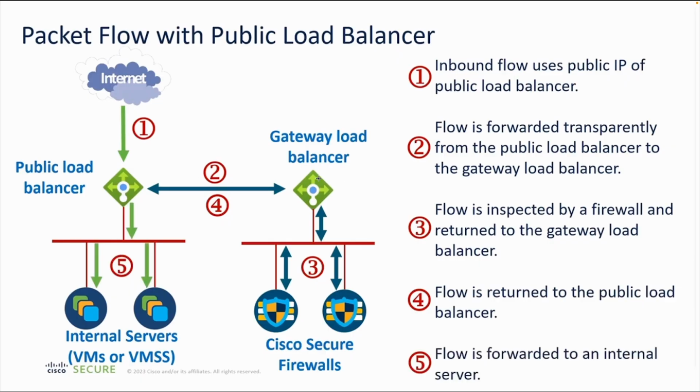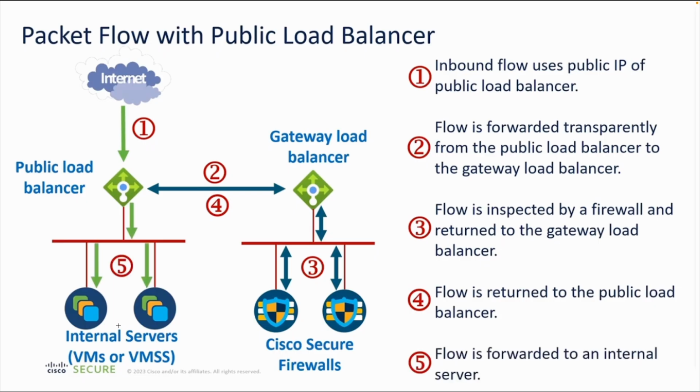The gateway load balancer is then going to send that traffic into the firewalls where we will perform inspection. You can do intrusion detection, file analysis, and whatever other features we want to turn on for that inspection. Once that is complete, it's going to send it back to the gateway load balancer, back to the public load balancer, and then on to its destination.